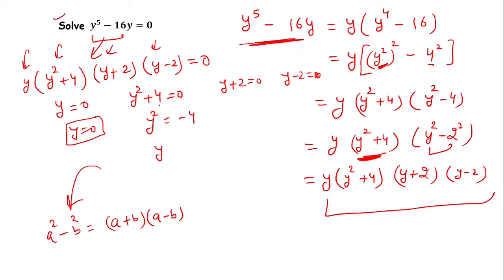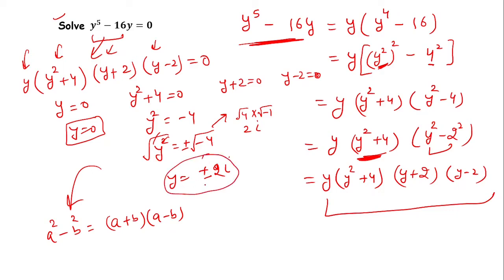If you remove the square, if you take square root on both sides, I will get y, because the square root cancels the square, equal to plus minus 2 iota. The square root of 4 is 2, because this can be written as square root 4 times square root of minus 1, meaning 2 iota. So there are two answers from here, positive 2 iota and negative 2 iota.